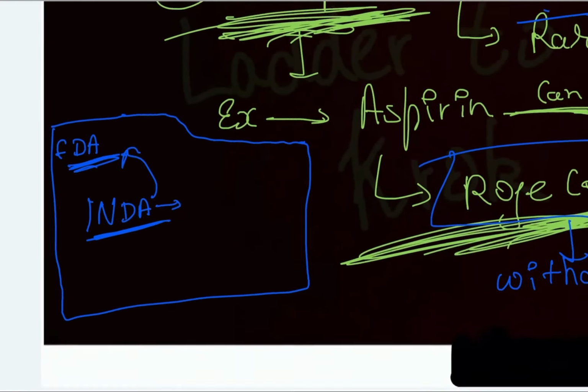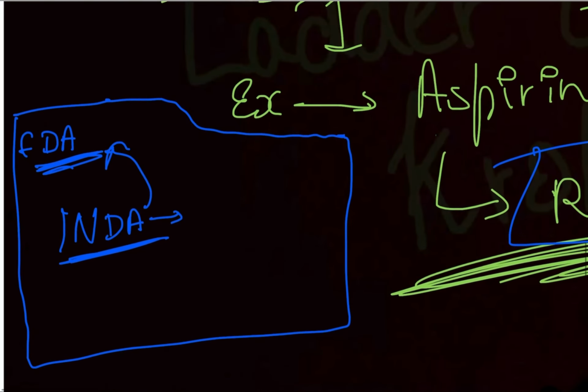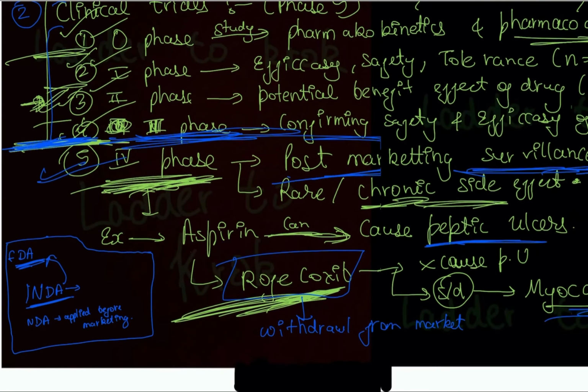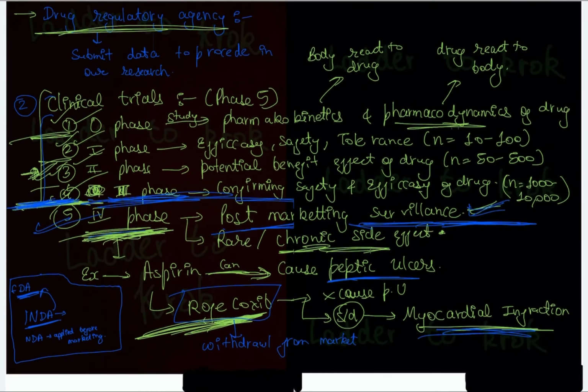Okay, after this third phase, you will apply a new application, and that is NDA. NDA is what? New Drug Application, and this application is applied before marketing, and then they will give you permission to market the drug or put it in the market. Okay, this is just extra information. Then after that, who will also do this post marketing surveillance?